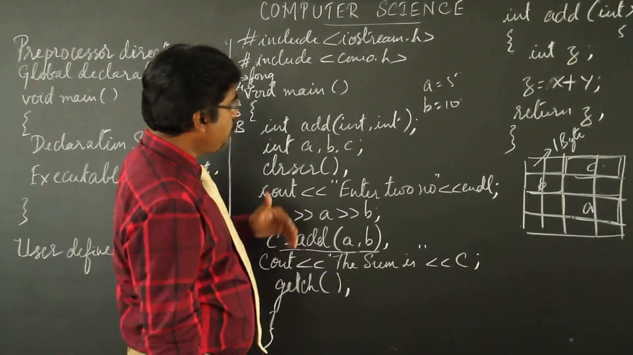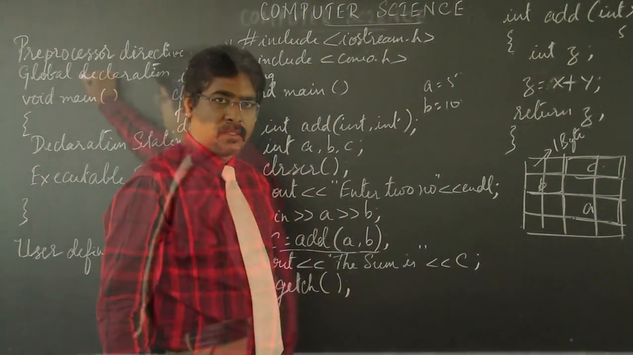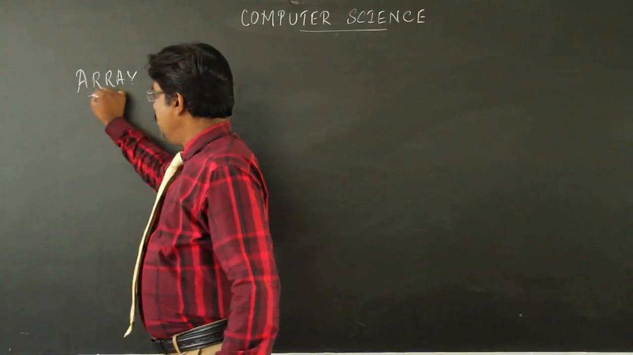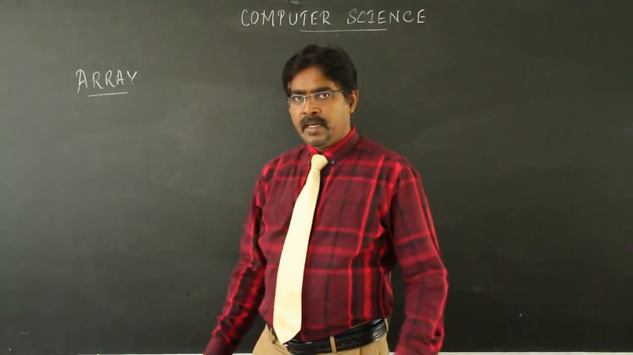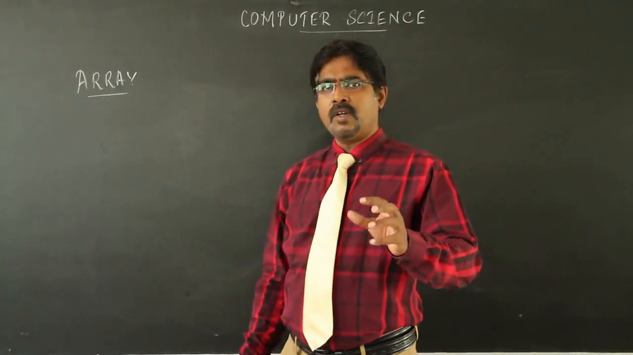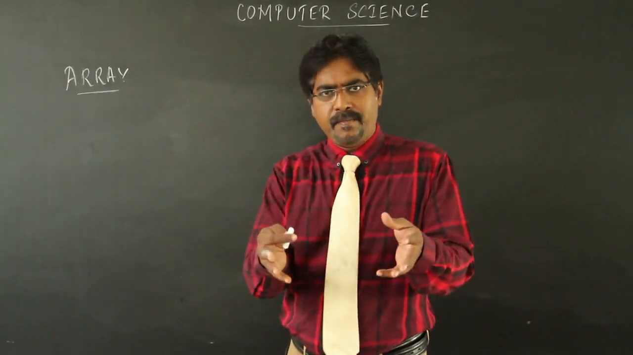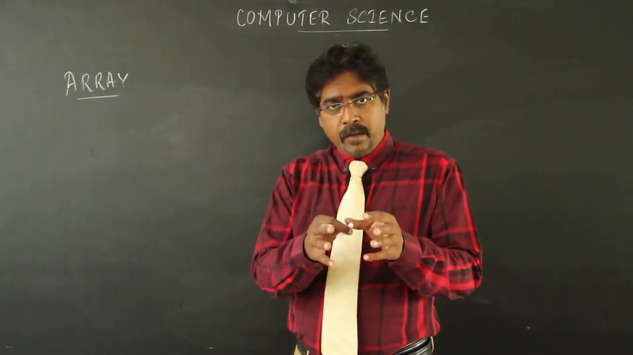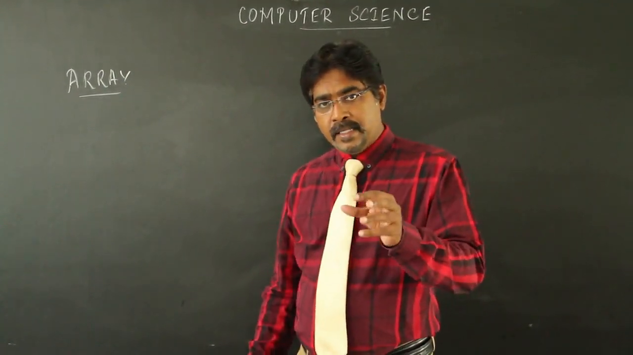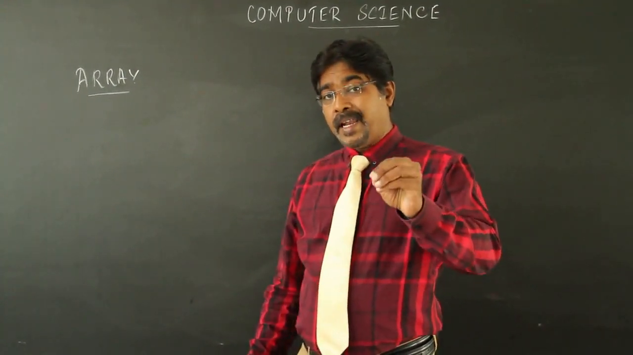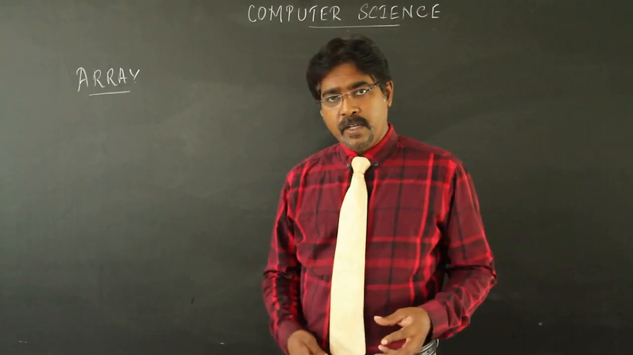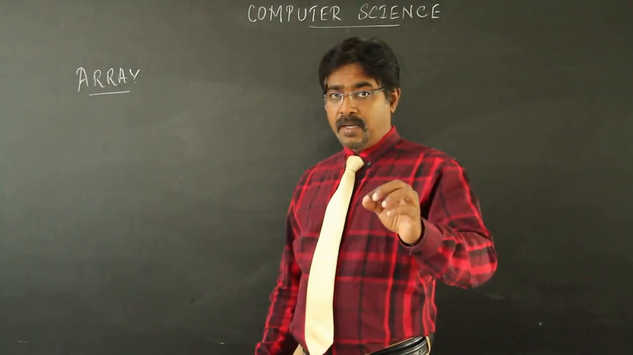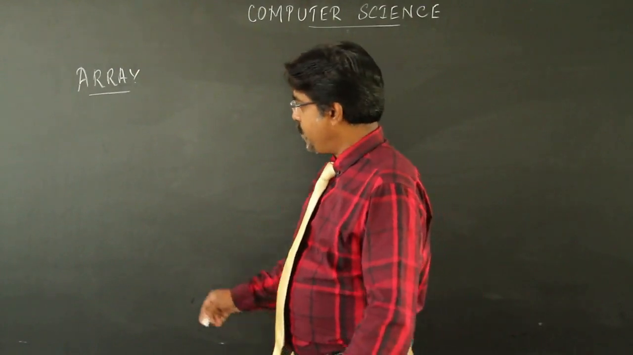Next, we move on to arrays. Array is a derived data type. It is a collection of elements or group of elements of the same data type, but under one single name. I would like to repeat, array is a derived data type, a collection of elements or group of elements of the same data type under one single name.